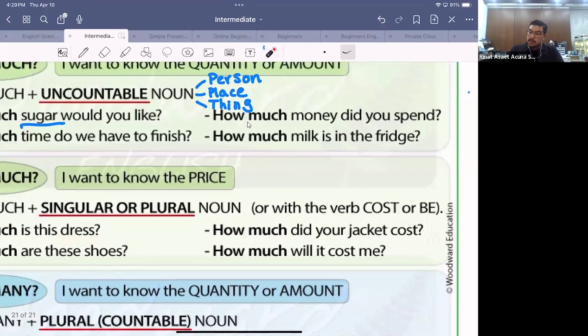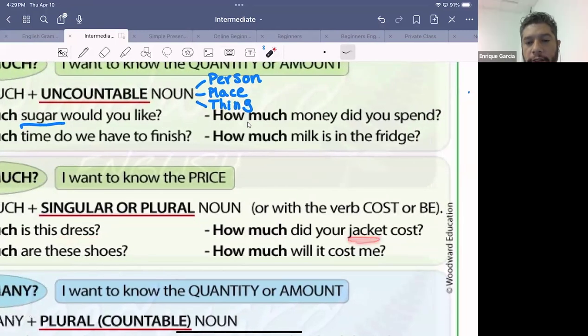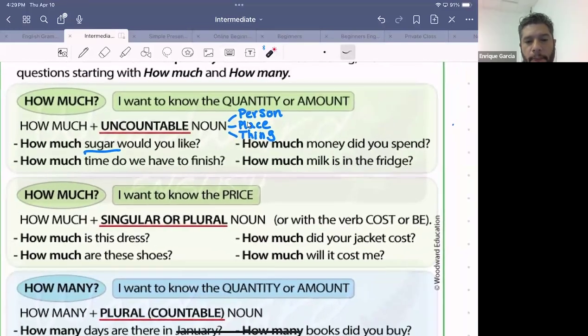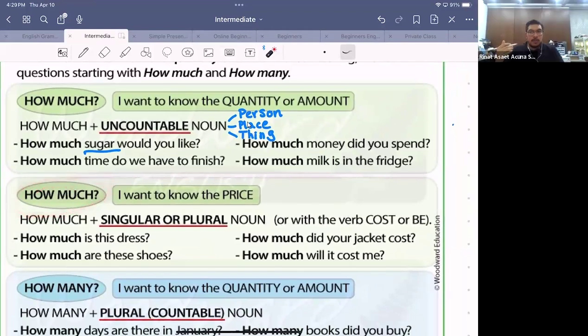What about this? Jacket is singular. Something is singular. In this, cost is something that is singular as well. About money. So we're going to use this type, how much, to talk about these types of things, but we're going to use the verb to be. So for example, in these examples you can see we are using the verb to be here.